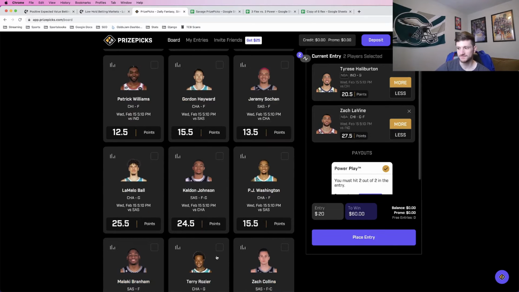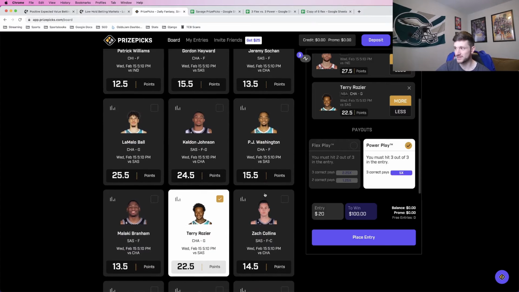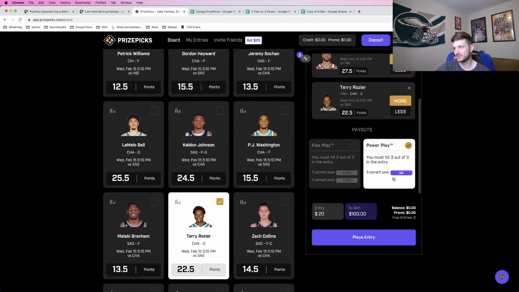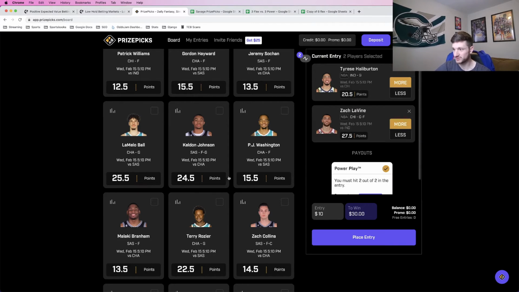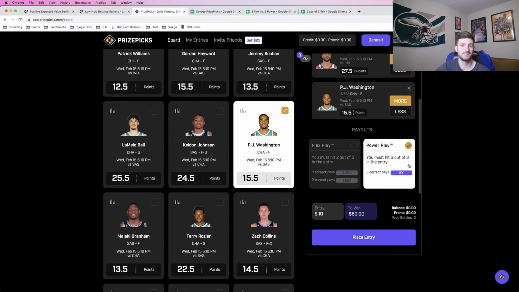Let's add a third one. We're adding Terry Rozier. Now, if I do the power play, it's $20 to win 100, so to profit 80. And I'm actually going to change this to $10 because that's an easier way to understand your profits. Basically, 4xing your money for every single three-leg one. Let's replace Terry Rozier with PJ Washington. Same exact thing. The payouts are the exact same.